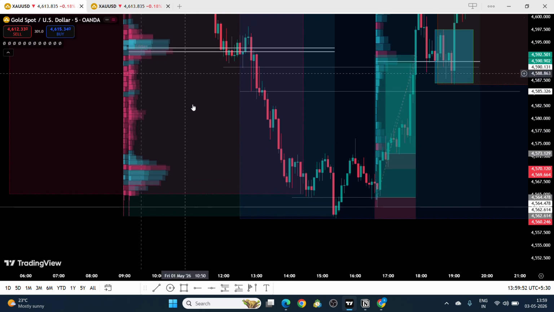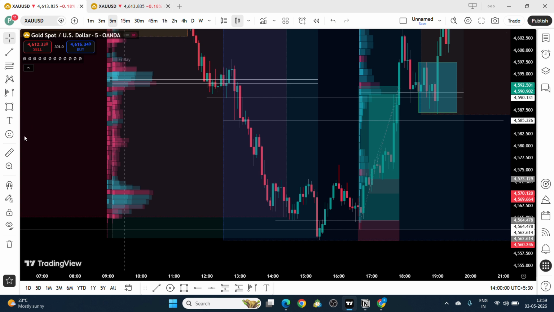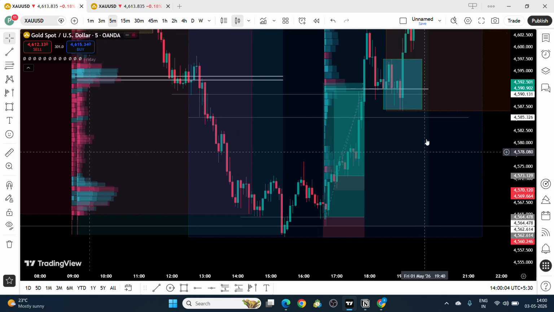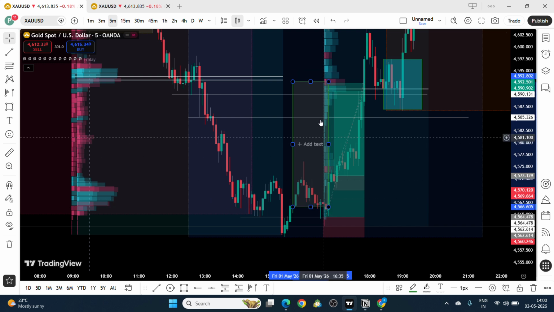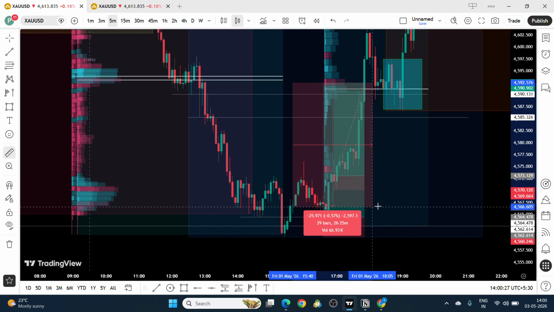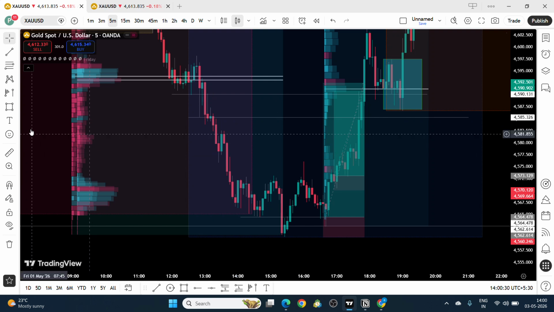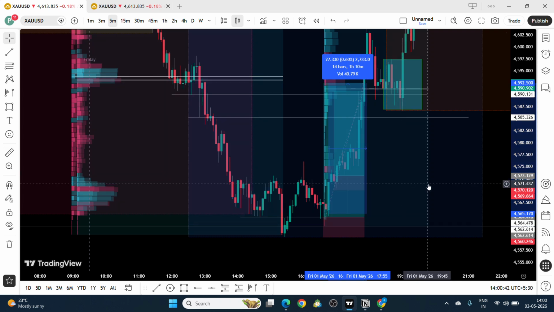So here we can take it, and till here, how many pips? Let's say, from here, almost 50. Wait a minute. From here, up to here we can take, it is 270 pips. This is a $27 move. It's a big move.